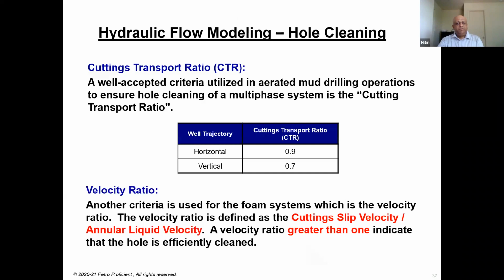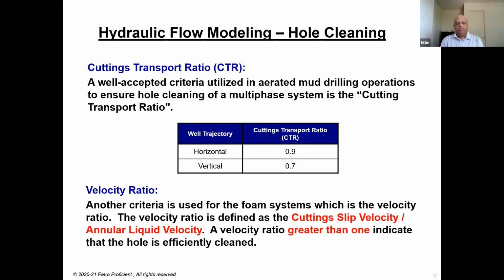One of the criteria for hole cleaning is the cuttings transportation ratio. So basically in an aerated mud system, you use something called a cuttings transportation ratio. If the ratio is about 0.7, it is adequate for you to clean your hole. And if it is 0.9, that is for the deviated horizontal wells. So this criteria is used to establish whether, while you are drilling with a particular combination of liquid flow rate and air, you will be able to clean your hole.